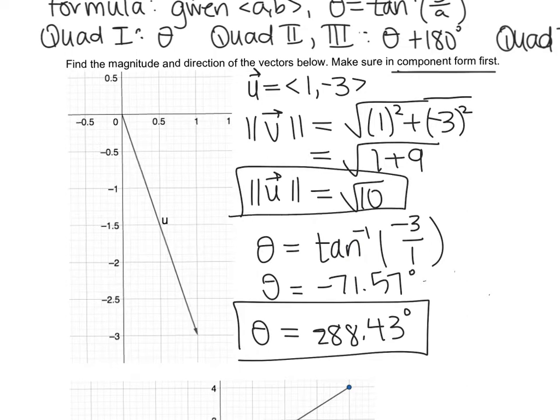Now, negative 71.57 degrees is what happens if we were to start on the positive x-axis and travel in a negative direction. But we usually want to use the positive direction for angles. So the way we find that is to just add 360 to it to get the positive direction.